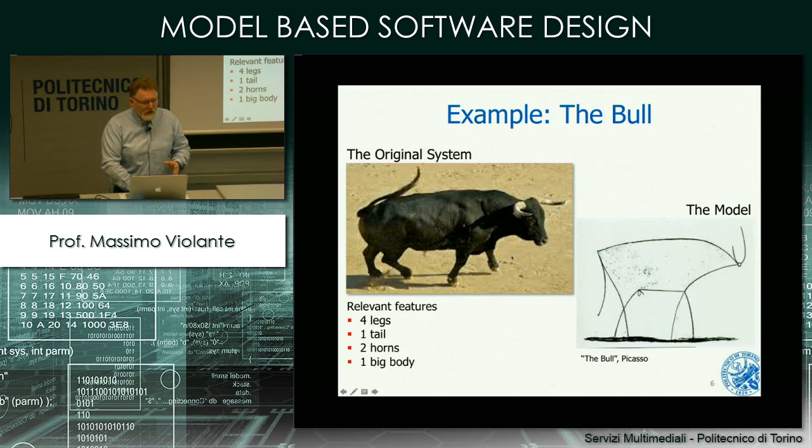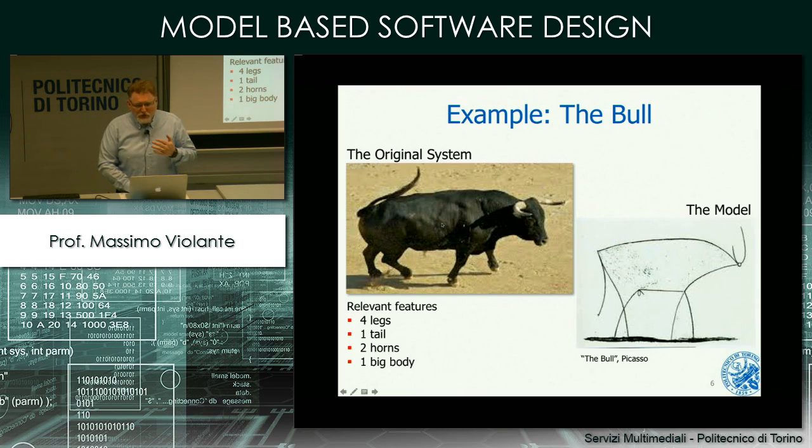If you compare the two pictures, it is clear that in the model we have very little detail compared to the full system, to the original system that is depicted in this picture. But anyway, the set of features that we kept in this drawing is very limited compared to the original system, but it is enough for the purpose of this image. If you want to convey the image of the bull, this is enough. We don't need to have all these details, okay? This is just an example.